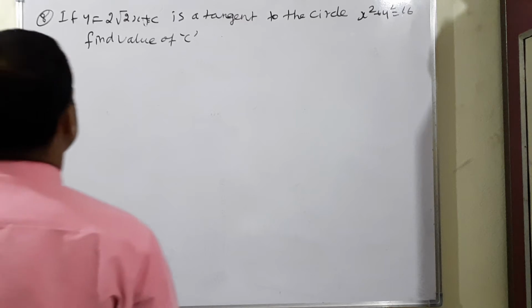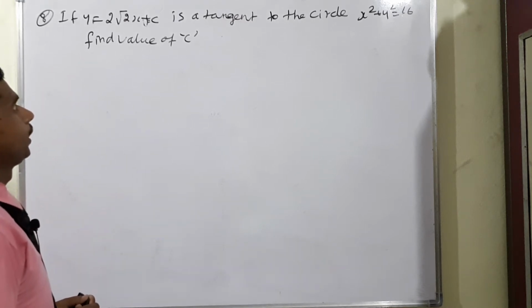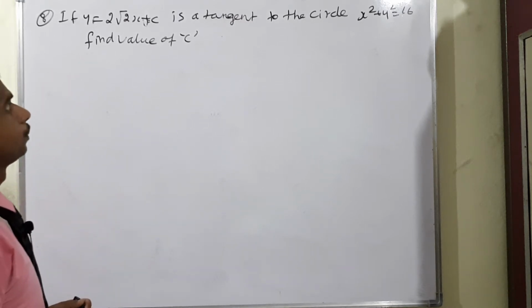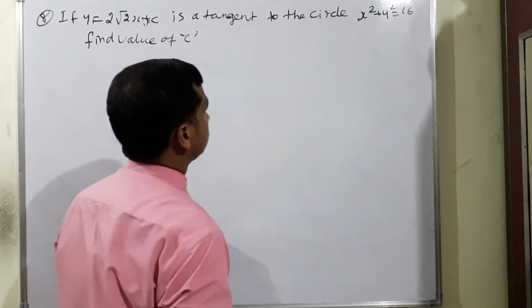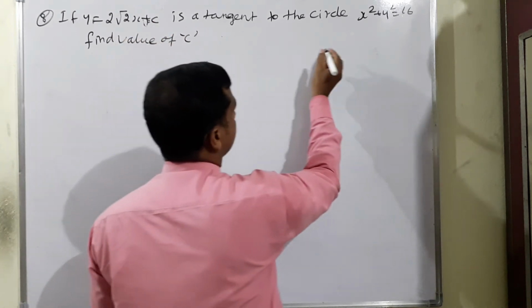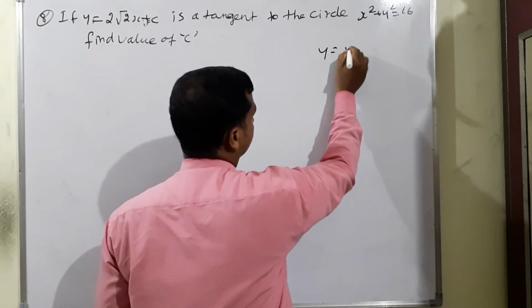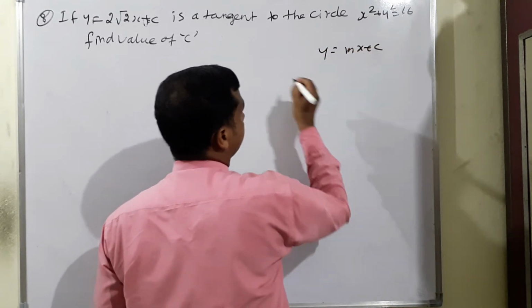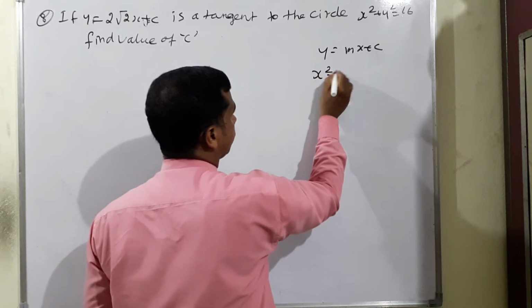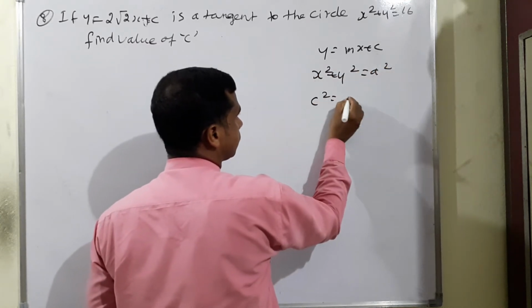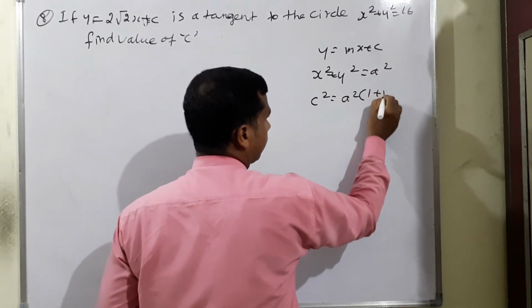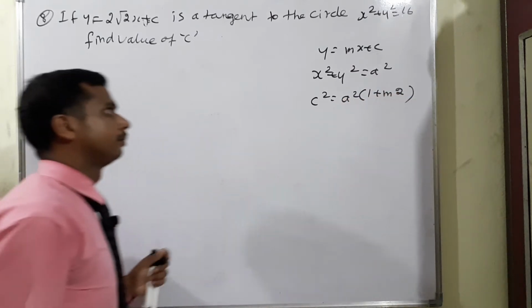So, question number 8: if y is equal to 2 root 2 x plus c, this is the line. That line is a tangent for the circle, that is the condition. How to find this c? If y is equal to mx plus c is a tangent for the circle x square plus y square is equal to a square, then the condition is c square is equal to a square into bracket of 1 plus m square.